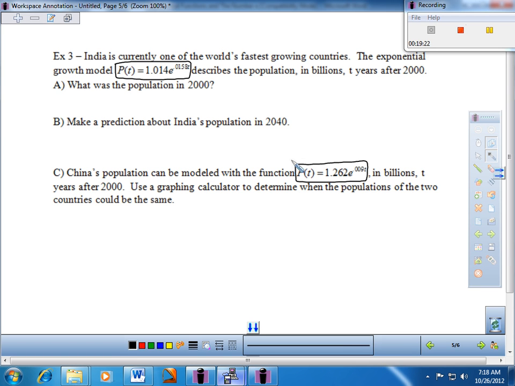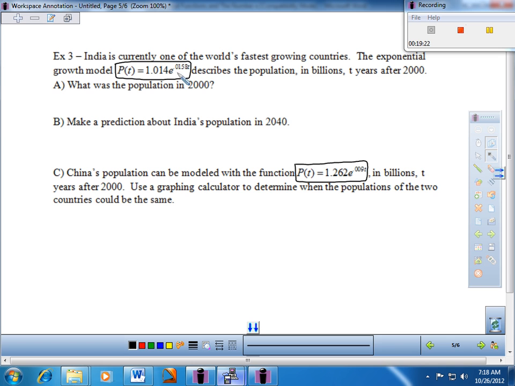India is currently one of the world's fastest growing countries. The exponential growth model, and there it is, describes the population in billions t years after 2000. So I looked online and did a little research on their population, and during the 2000 census, this was the population in 2000, and then this would help with the exponential growth right here. And obviously, we're going to extrapolate using that piece. So it says, what was the population in 2000? I guess I kind of gave that away, but that's all right. I guess here's what we would do.